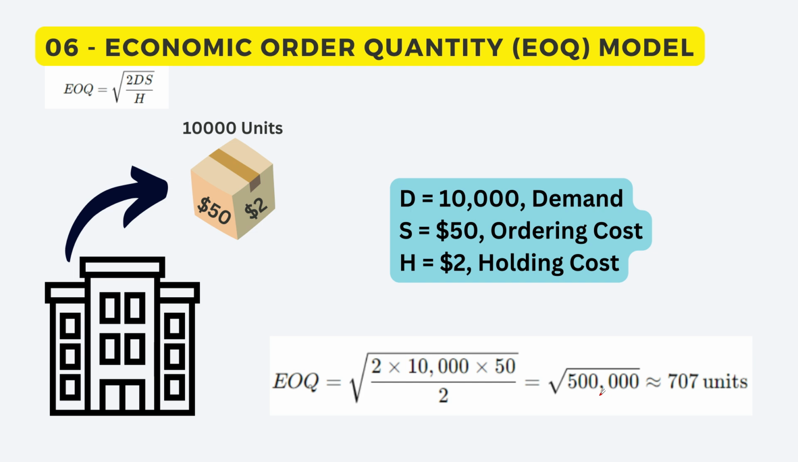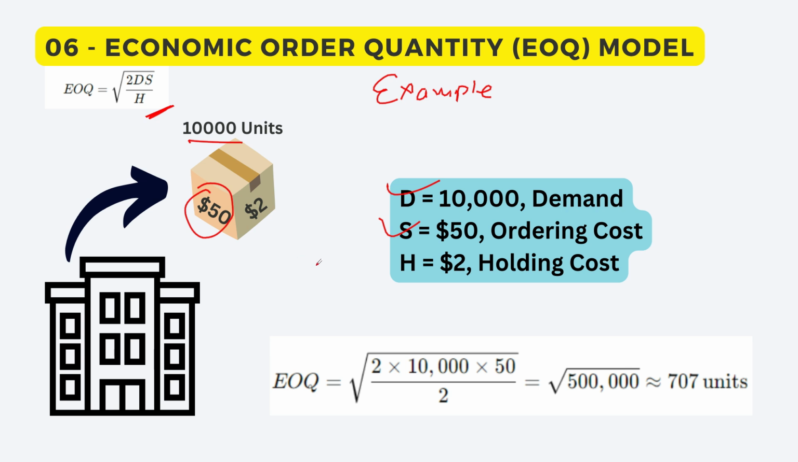Now let's take an example to understand how the EOQ model is applied. So we know the formula for EOQ is under root 2DS by H. Let's say, for example, a company sells 10,000 units of a product annually. So here D is 10,000, that is the demand. The cost to place an order is $50. That means S is $50, that is the ordering cost.